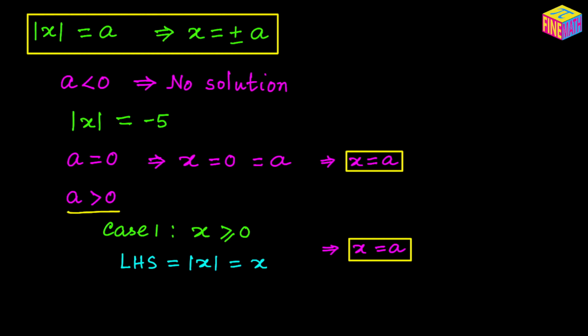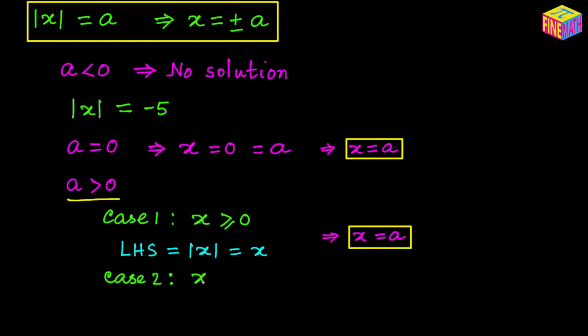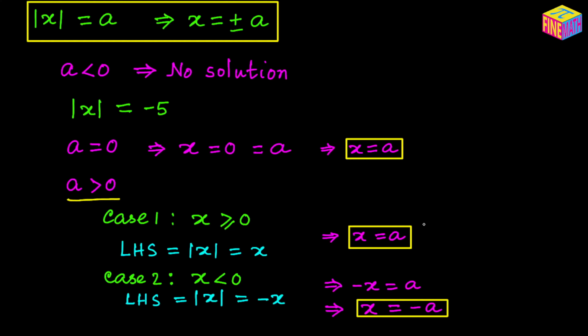Then let's take the second case. In the second case, let's take x as a negative number, and then what would be our left hand side? Because x is a negative number here, it will come out as negative x. So from the original equation that says modulus of x is equal to a, in this case it would be negative x equals a, and if you multiply both sides by negative 1, it will become positive x equals negative a. So far we are seeing actually two distinct solutions here, because x equals a and x equals a right here.